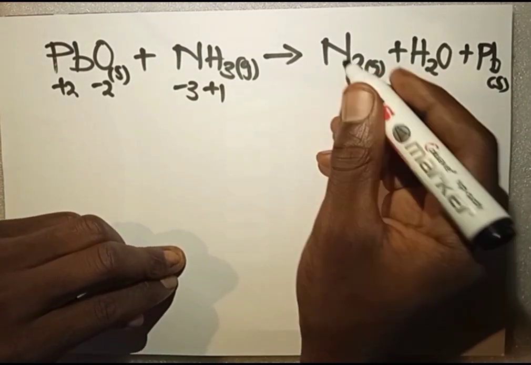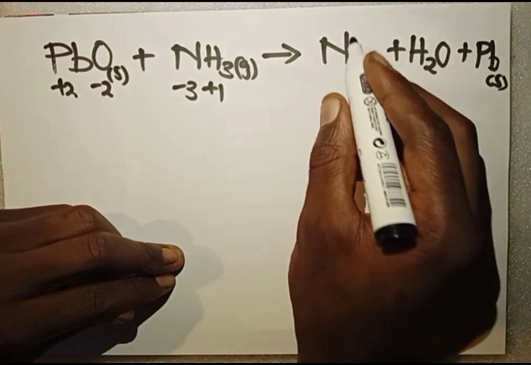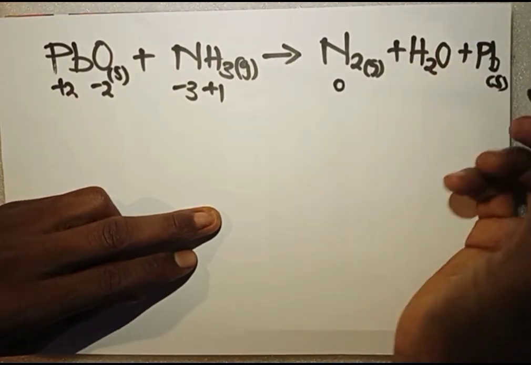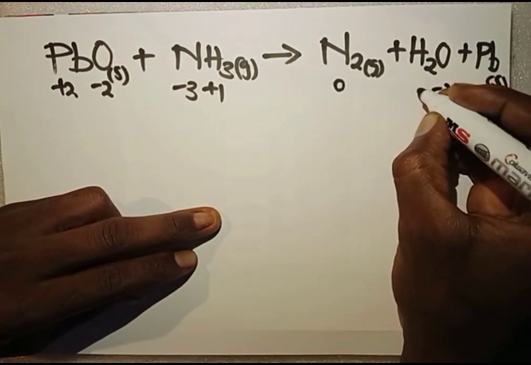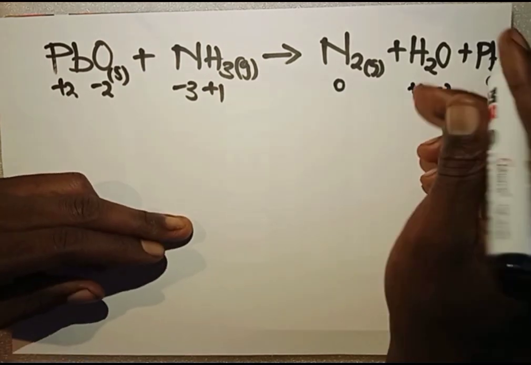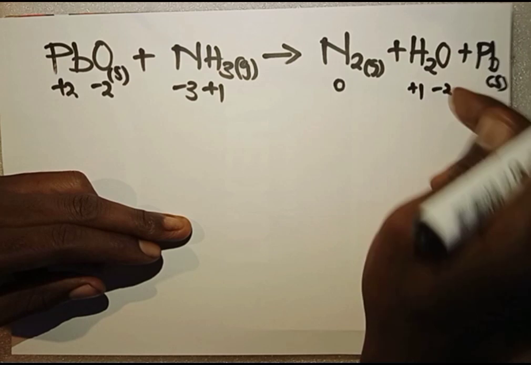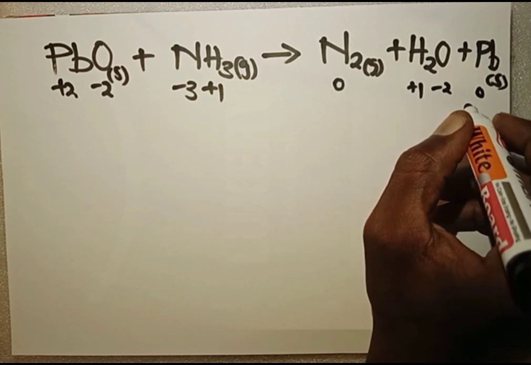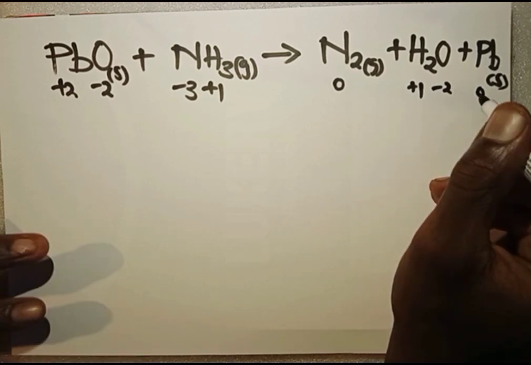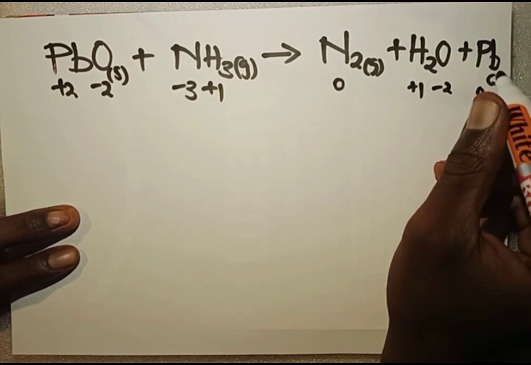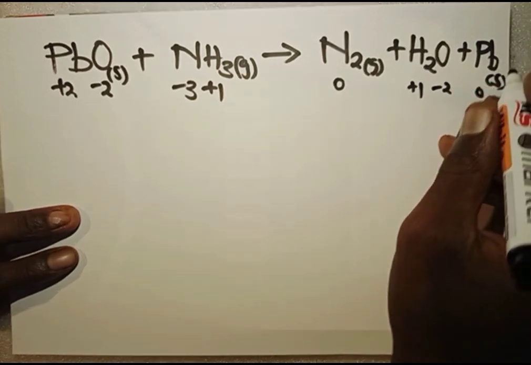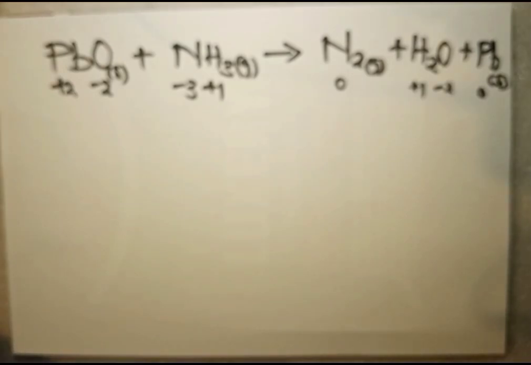So the products, what is the oxidation number for this one? Since it is neutral, it is 0. This one, in this case, oxygen is negative 2, hydrogen positive 1. Okay, it is balancing. 2 times 1, 2. 2 minus 2, 0. Lead is neutral, so it's 0. So what else? We show electrons gained and lost using tie lines.